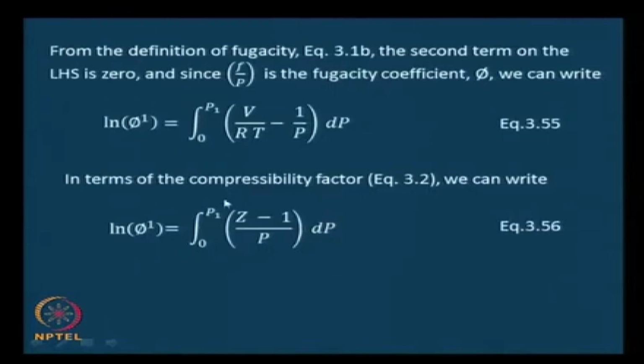We have on the right hand side all that can be evaluated. We already know methods for evaluating the compressibility factor, starting right from the initial part of this module, and therefore, by evaluating this, we can get an estimate of the fugacity coefficient at a particular point. In this case, 1 denotes the particular point at which the estimation is made.